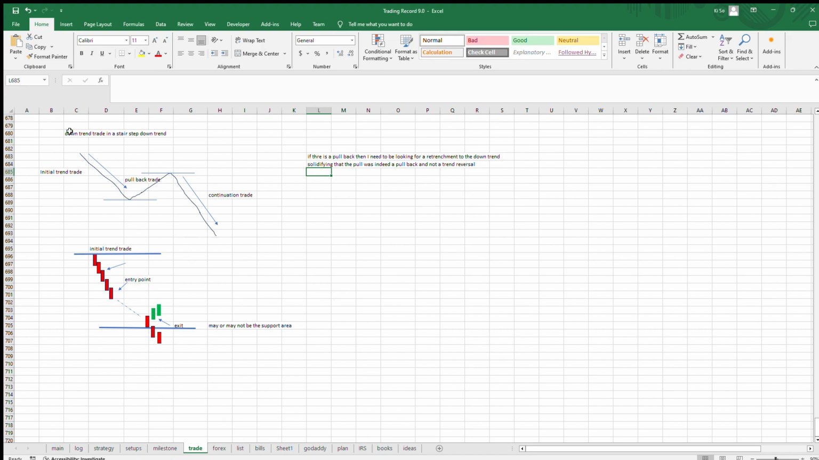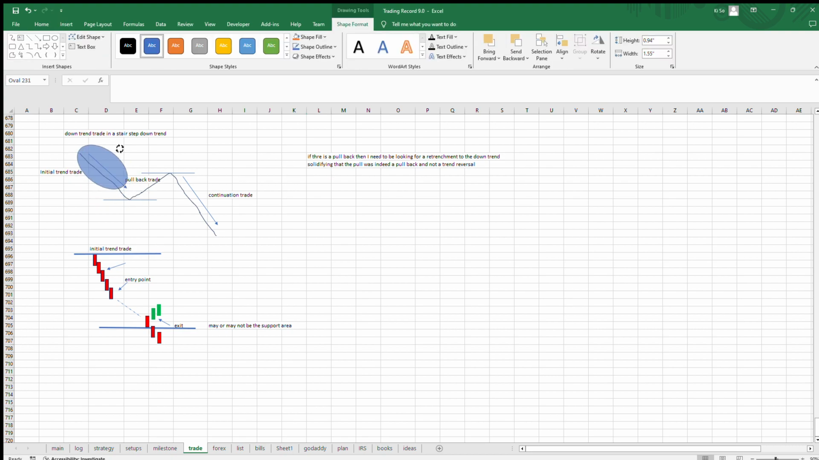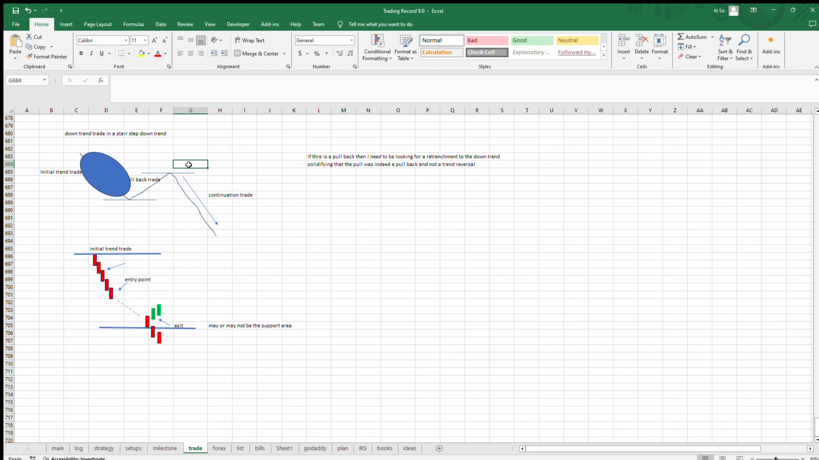So this would be here. Okay, and then I would copy that and I would place it here. And then the second trade will be this one right there.